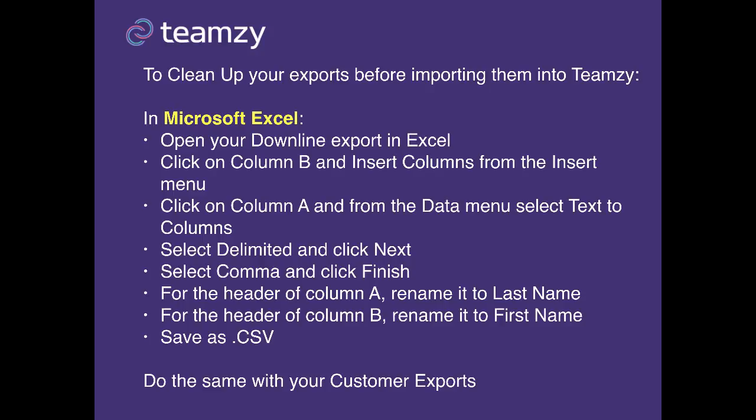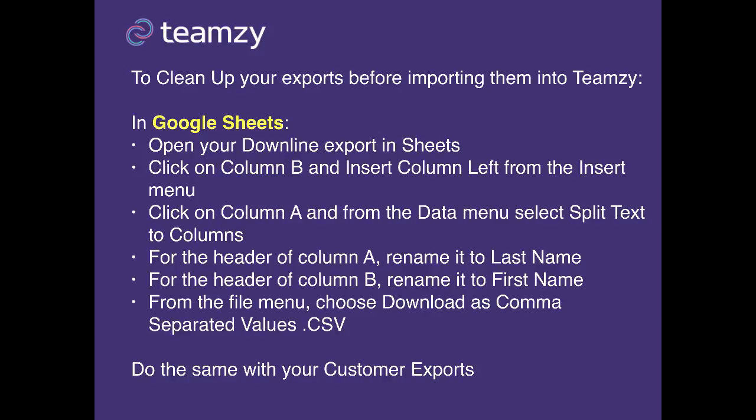Okay, great. All right, so let me show you the same instructions for Sheets. If you're using Google Sheets, you're going to open your downline export in Sheets. Now click on column B and insert column left, is the way they phrase it in Sheets. That's from the Insert menu. Insert column left. Now click on column A and from the data menu select split text to columns. So it's almost exactly the same, just slightly different. Okay, split text to columns.